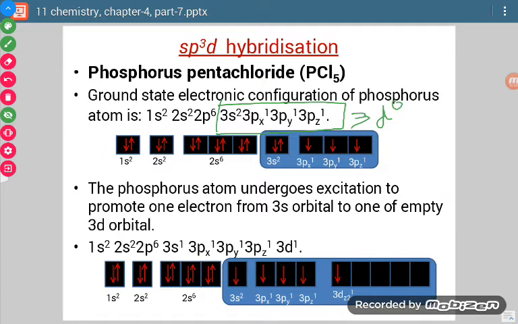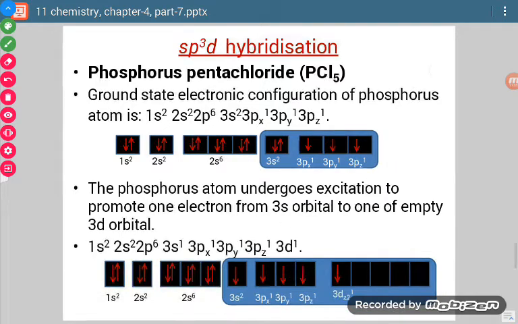Now in this case there is possibility of excitation. So when we talk about its excited state, then one of the electrons jumps into d orbital. So this is the ground state electronic configuration, and this is the excited state electronic configuration. This is the valence shell. See, this valence shell has changed into this under excitation when it is about to combine with some other atom.